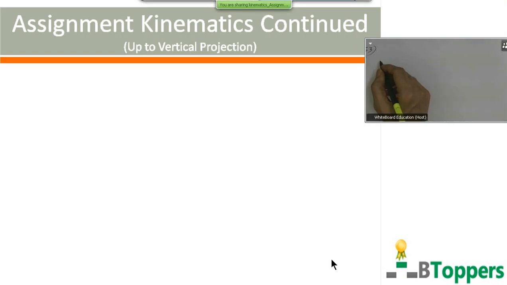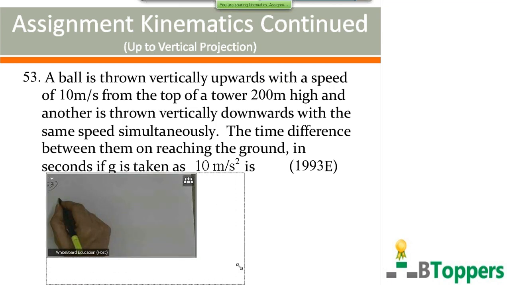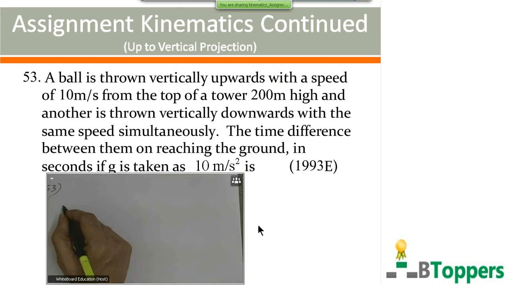See the next question, 53. A ball is thrown vertically upward with a speed of 10 meters per second from the top of a tower 200 meters high, and another is thrown vertically downwards with the same speed simultaneously. Find the time difference between them on reaching the ground, in seconds. g is taken as 10 meters per second square.